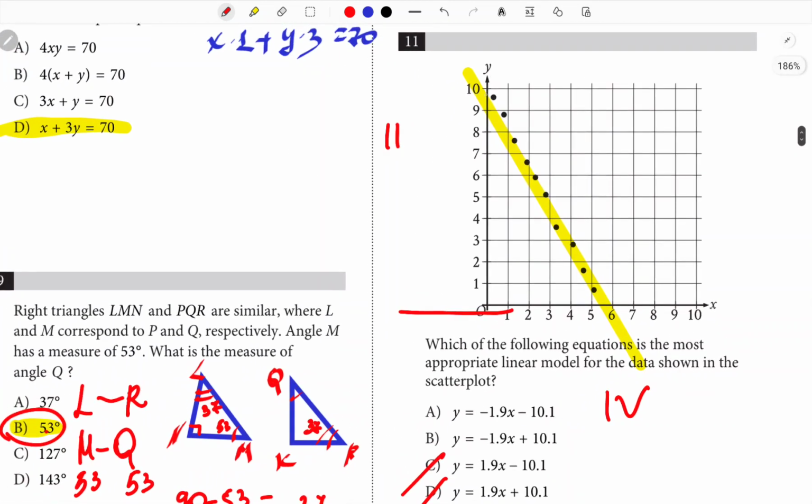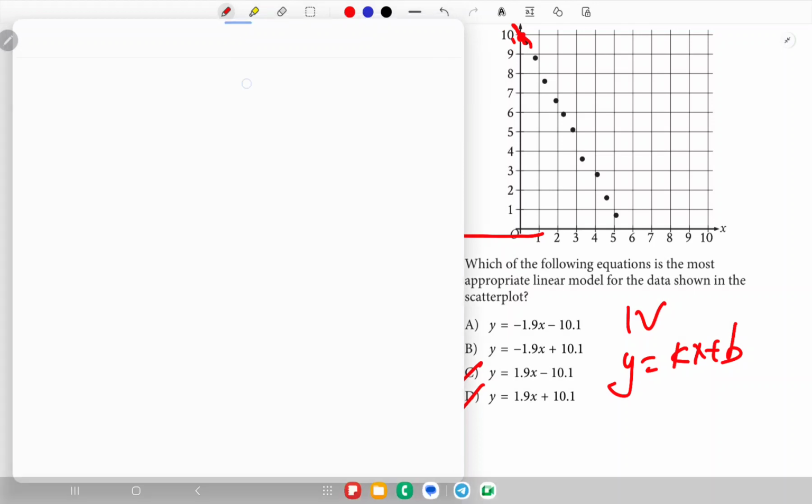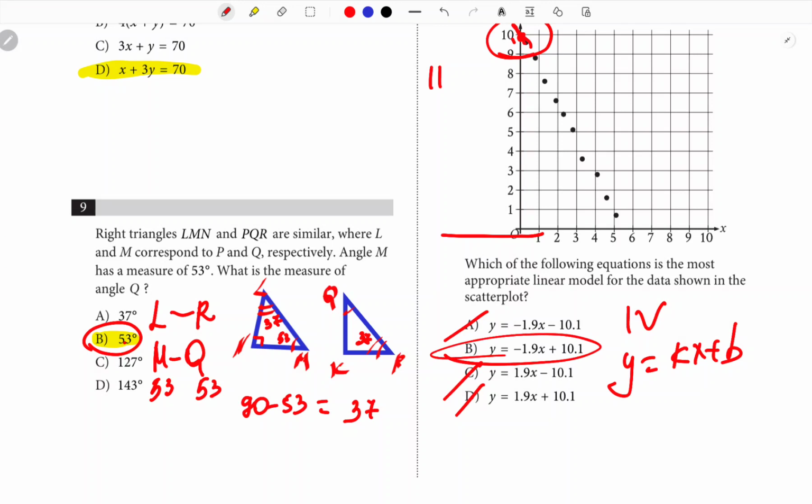So this place shows your y is equal to kx plus b. K is the slope, b is your intercept on the y coordinate, and you see that it's on the positive side. That's why the negative side can never be right, and the answer is B. I hope that you understand each side of the question.